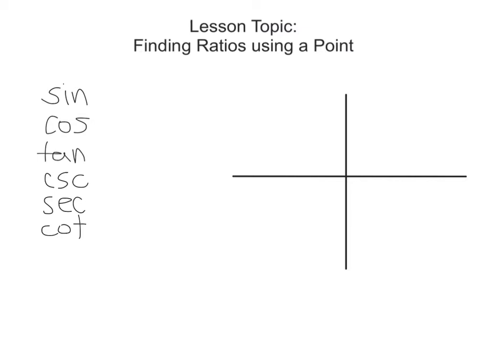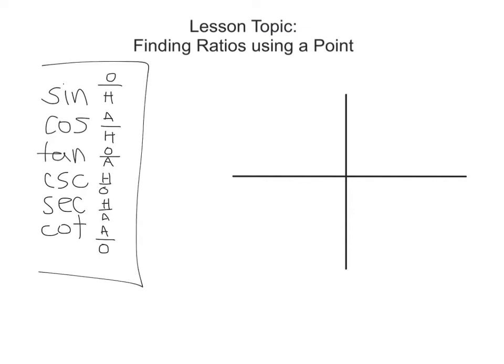Keeping in mind that we know sine is opposite over hypotenuse, cosine is adjacent over hypotenuse, tangent is opposite over adjacent, and then we have the 3 reciprocals. Cosecant is hypotenuse over opposite, secant is hypotenuse over adjacent, and lastly we know that cotangent is adjacent over opposite. So just keep those things in mind. We will use them again in this lesson.